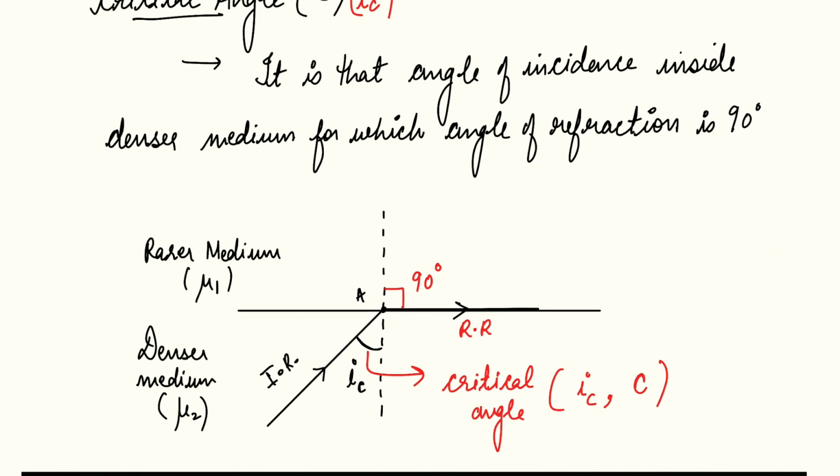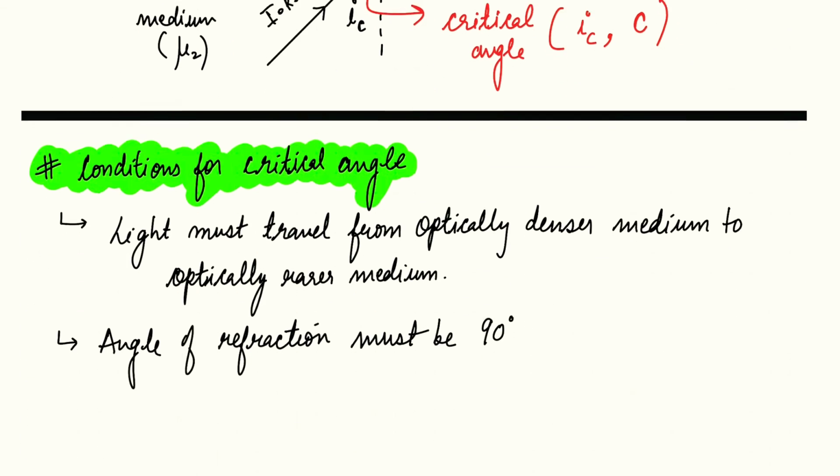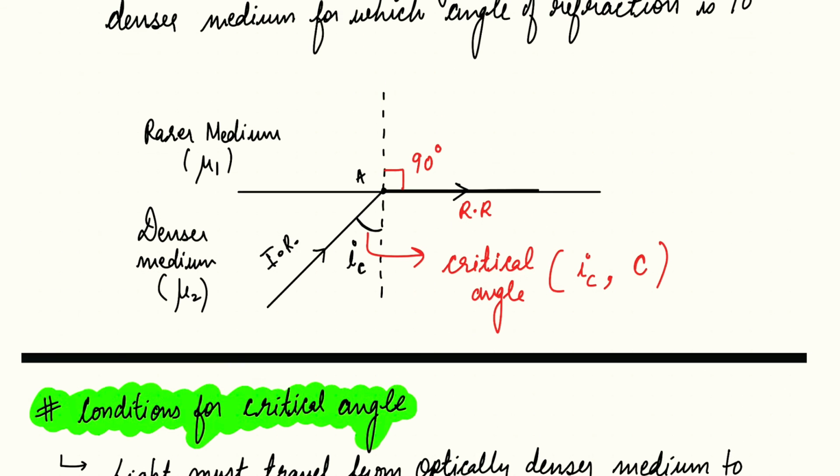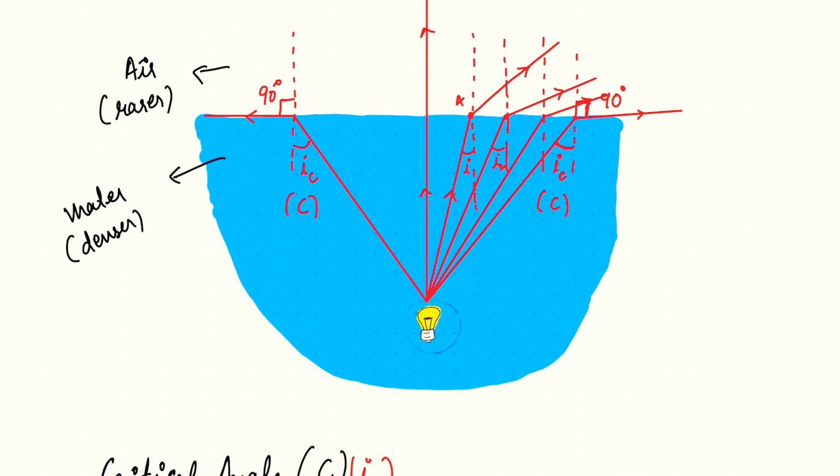Okay. So what is the condition here? Two important conditions which you have to understand. Number one, like I said, the light ray must travel from an optically denser medium to an optically rarer medium. For example, you can see the light ray is traveling from denser to rarer, then only this can happen. Again, in this example, the light ray is traveling from denser, that is your water, to air. Then only it can happen. Is that a yes or no?